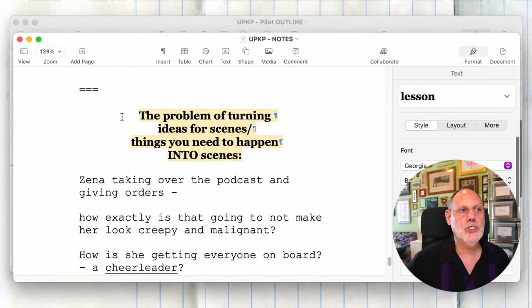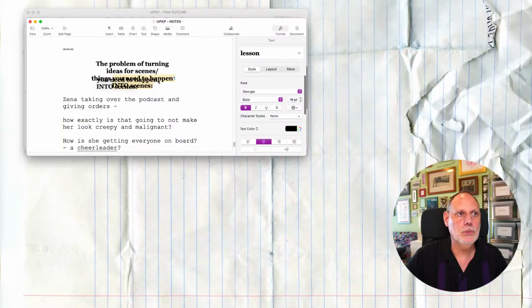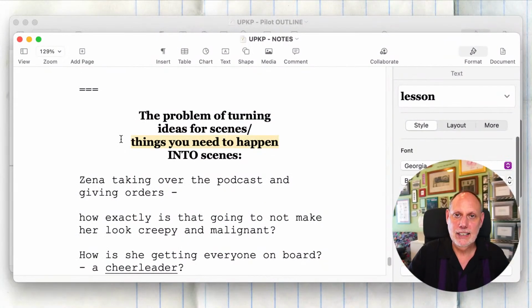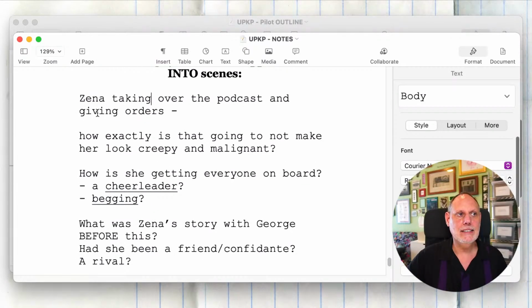So I got back into the question of turning ideas for scenes into scenes, things you need to happen. So much of an outline is, I need this to happen here. I need them to talk about the evidence here. I need the serial killer to call here. But then how do you turn that into a scene? Because a scene is something that a character needs to have happen. And like I said, Xena taking over the podcast, that's what she needs. But how does she do that without us knowing that she's a strong, dangerous person?